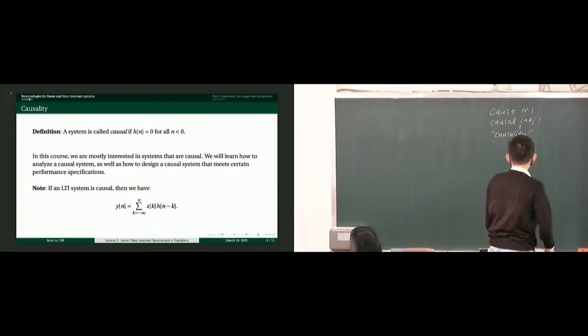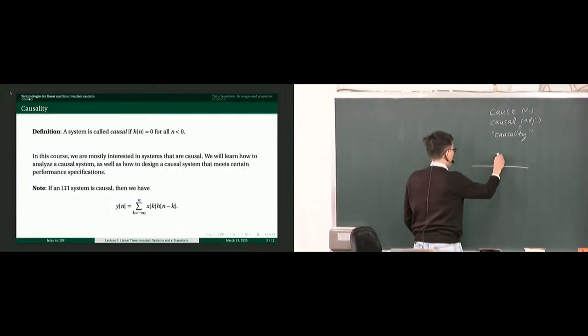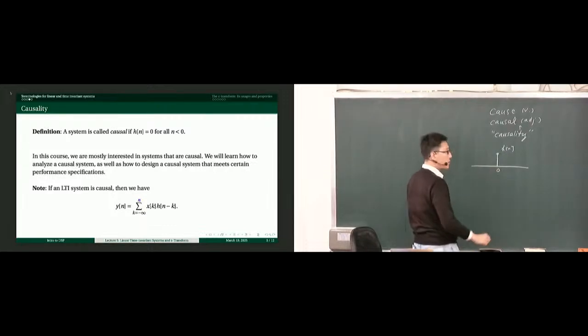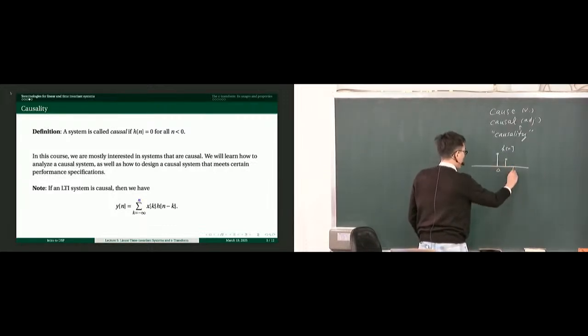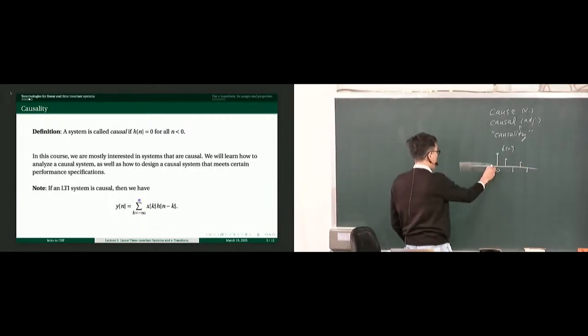Okay, so just to simply draw a picture, an h of n might look like this. H of n at time 0, there is a response, and then later the response can last for a few moments or indefinitely. But any time before time 0, everything should be 0. No response before time 0.